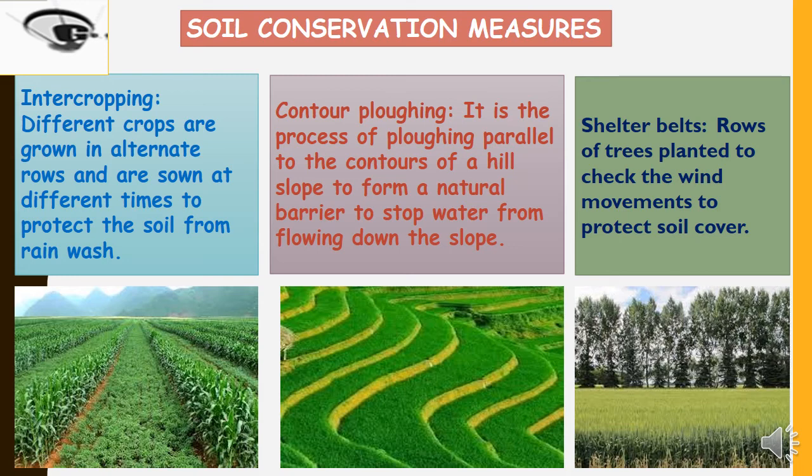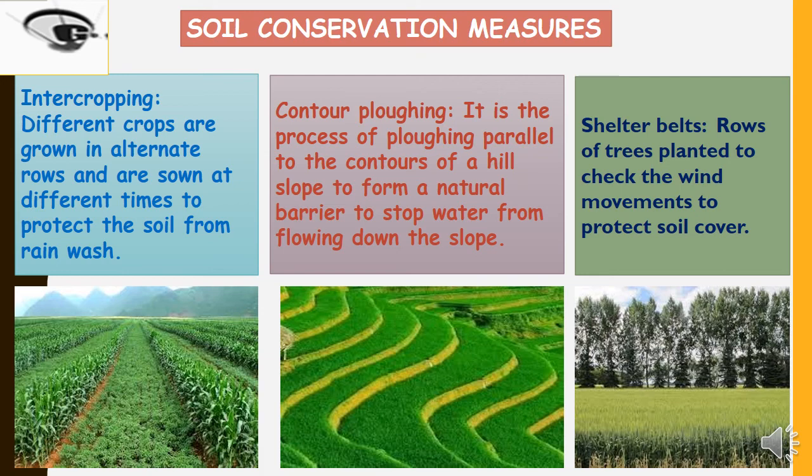The next method is contour plowing. Now, this method is almost the same as terrace farming. The only difference is in contour plowing, we don't make steps. So basically in this method, the farmer tills the field along the contours of the land rather than up and down the slope. It prevents the soil from being washed away by water.